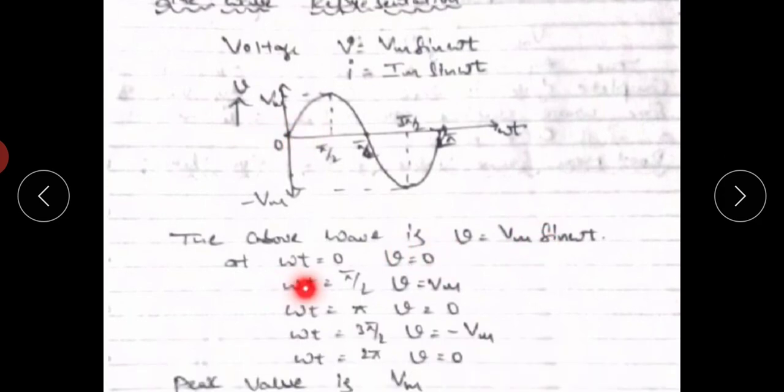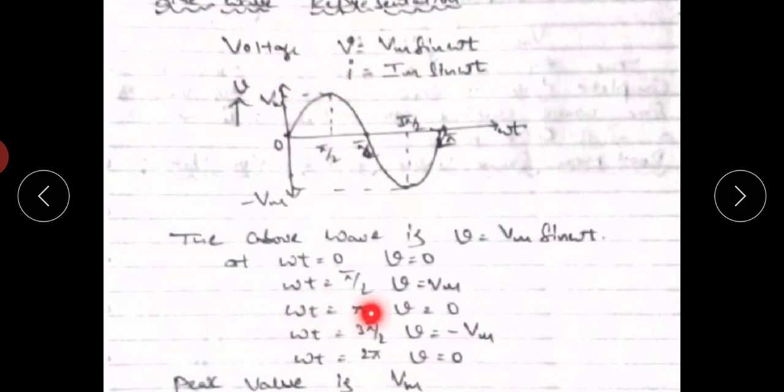Say at omega t equals 0. Substitute omega t equals 0 in the voltage equation. At omega t equals 0, V equals 0. So this is the first point. Next, at omega t equals pi by 2, V equals Vm into sin pi by 2. Sin pi by 2 equals 1, so V equals Vm. At omega t equals pi by 2, V is maximum, equal to Vm. This is the next point.